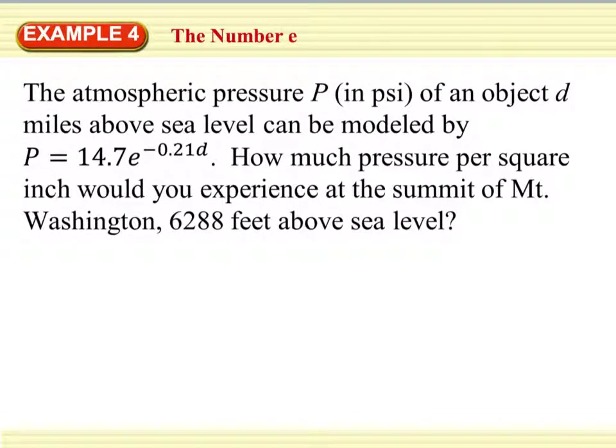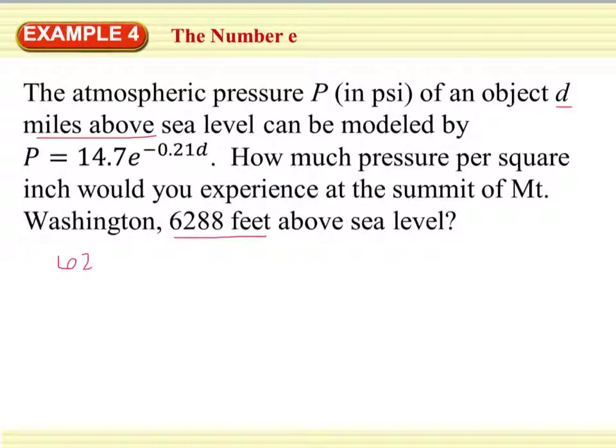Example 4 says that the atmospheric pressure measured in psi, or pounds per square inch, of an object that is d miles above sea level can be modeled by P equals 14.7 e to the negative 0.21 d. We're asked how much pressure per square inch would you experience at the summit of Mount Washington, which is 6,288 feet above sea level. So the first thing you have to take note of right here is that our distance is given in 6,288 feet. However, we're told up here that d is miles above sea level. So we're going to have to convert that feet to an increment of miles.